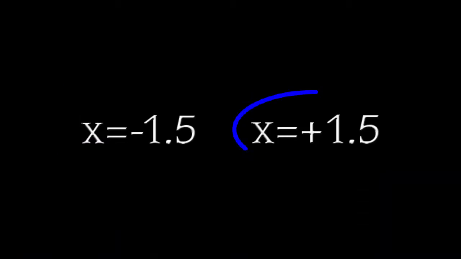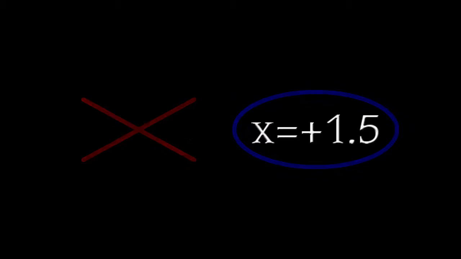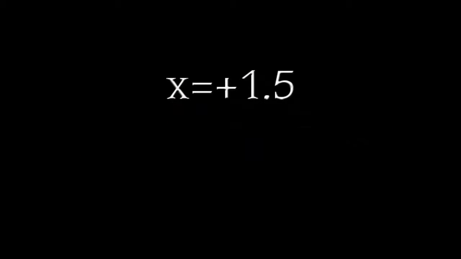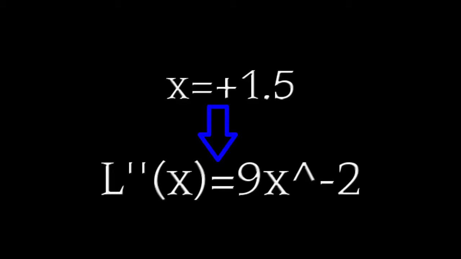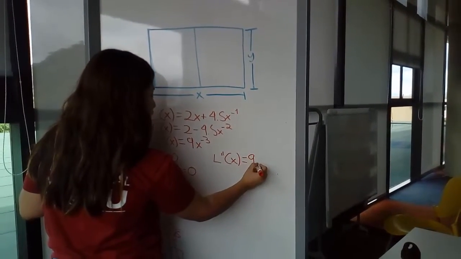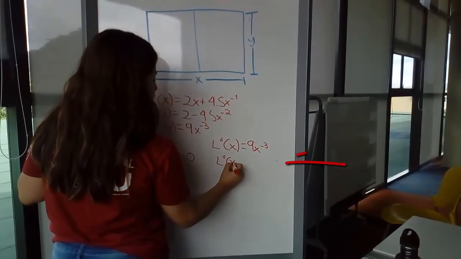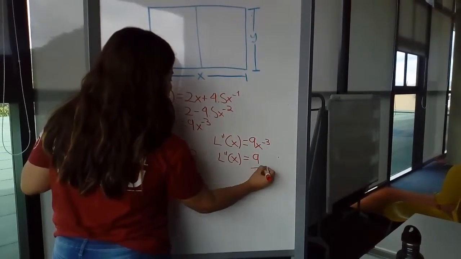As established above, x has to be positive since distances are always positive. Therefore, the negative value is eliminated and we only use x equal to 1.5. It should be noted that this is the value of x at the critical point of the function. Then we do the verification of the value x equal to 1.5 in the second derivative to confirm whether it is a maximum or minimum point. The second derivative of L as a function of x is equal to 9 times x to the minus 3. We write it like this: 9 divided by x cubed.